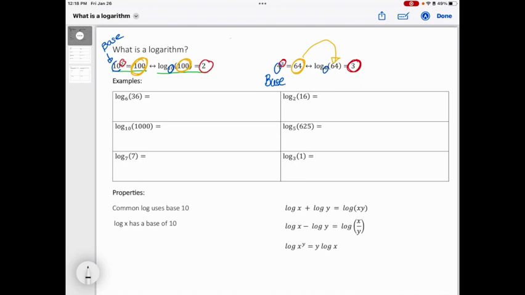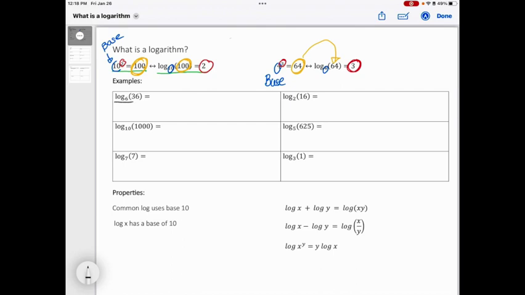So let's practice with these examples below and see if we can figure out what the answer is. And we're going to figure out what the answer is by writing it in exponential form. And that's going to help us understand it better because we're more familiar with exponents than we are with logs.